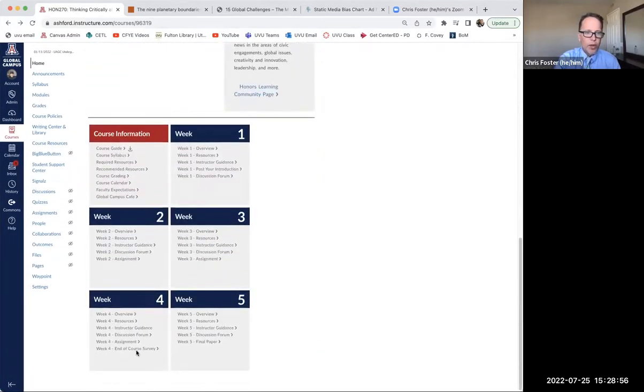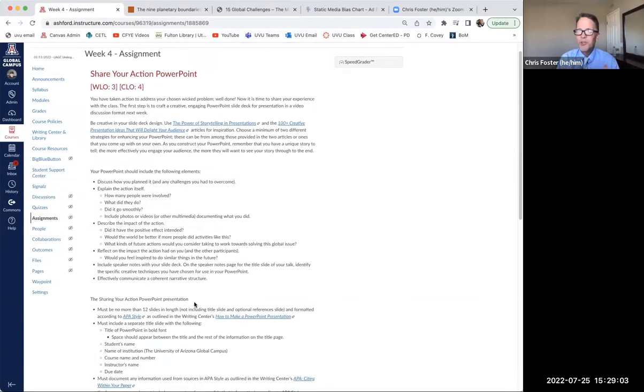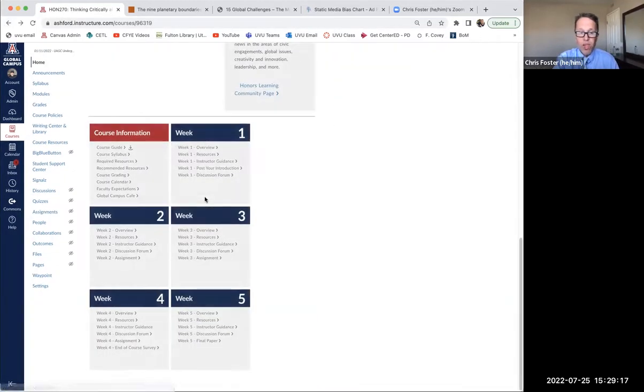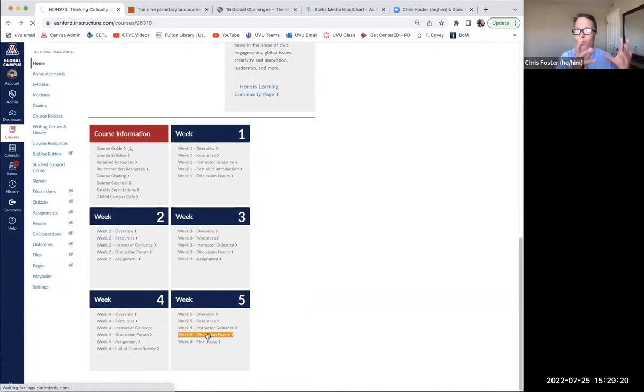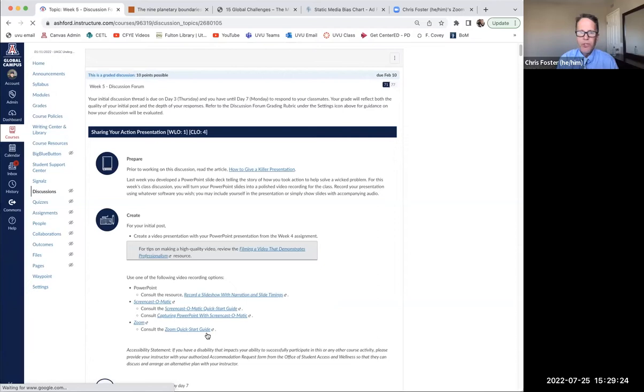Let's go to Week 4 here. In Week 4, you actually do your project and you create a PowerPoint showing what you did. Lots of pictures of your action, and you get to talk about how many people were involved and did it go well, and what kind of impact did it have, not only on others, but on you, and what follow-up activities are you contemplating. And then in Week 5, you get to turn Week 4's PowerPoint into a video. And here's some resources you can use to create that video. And you share that video in the Week 5 discussion for all to see.